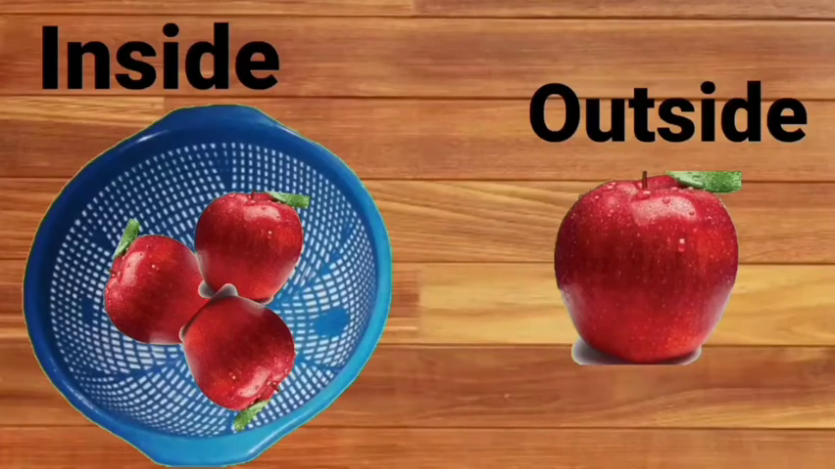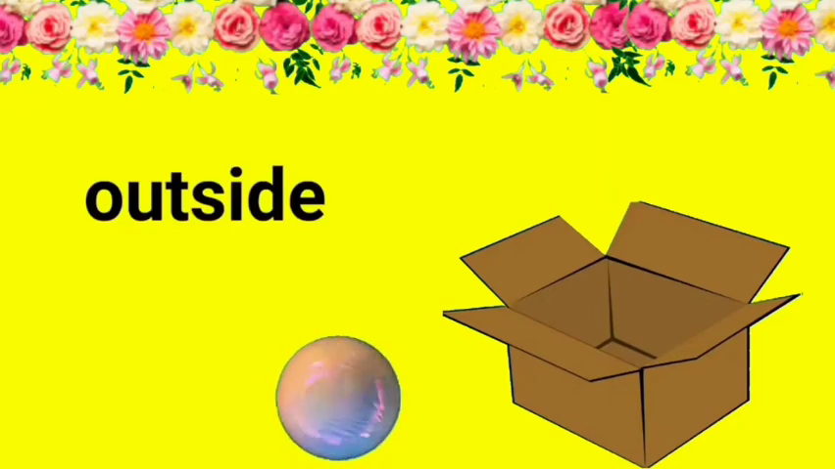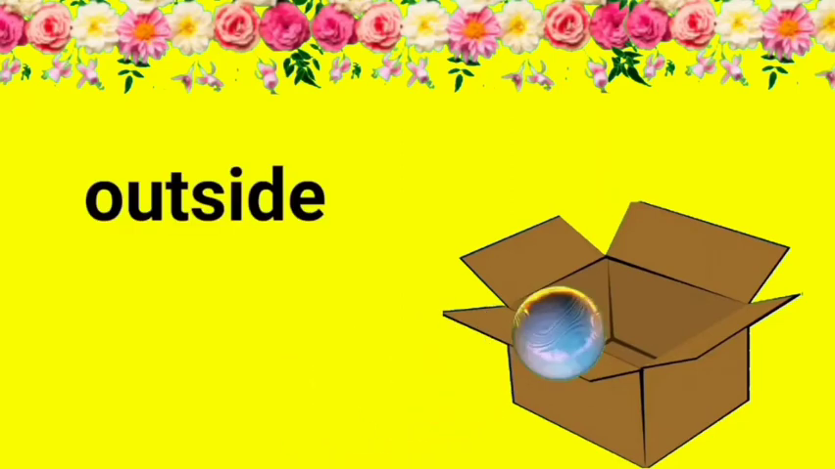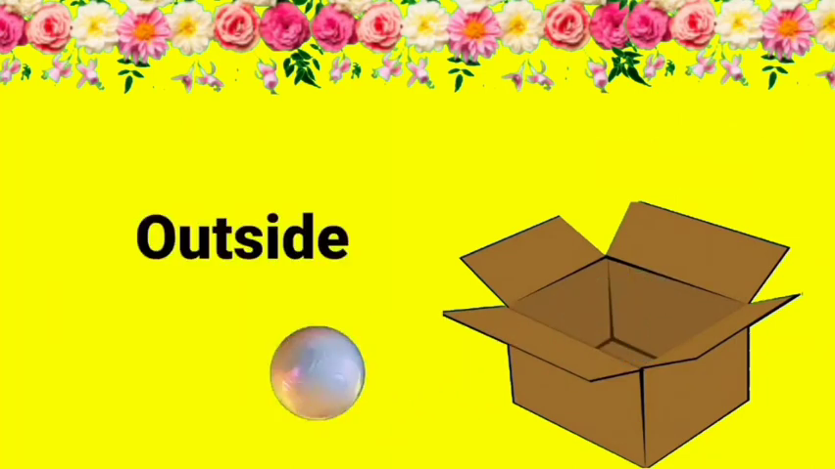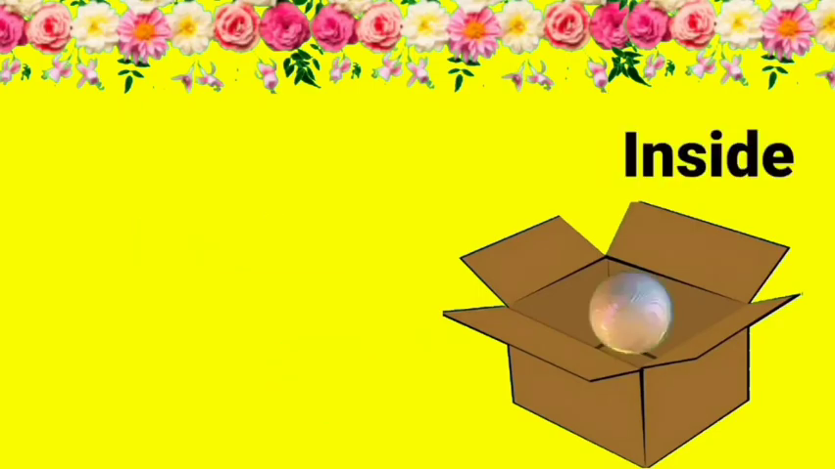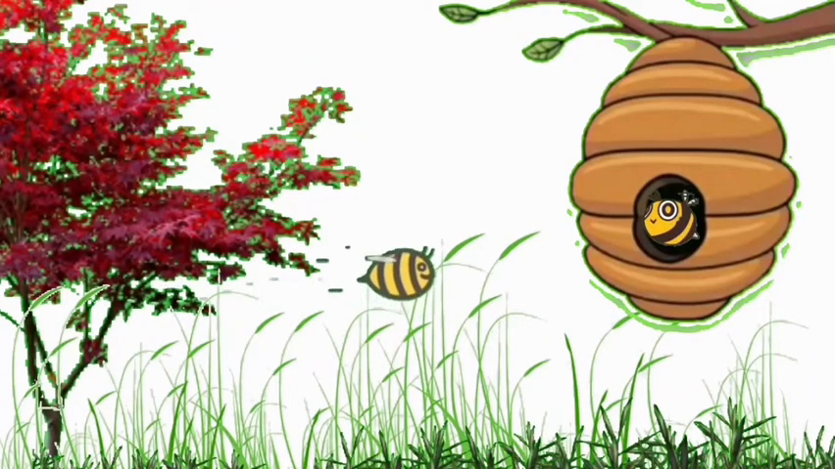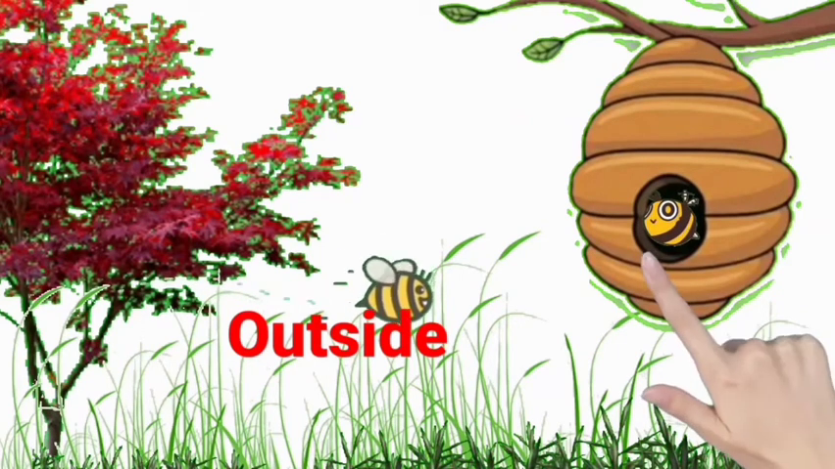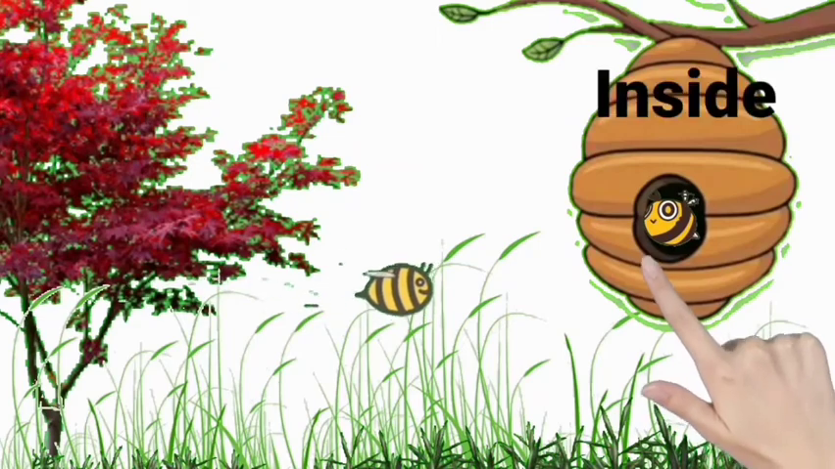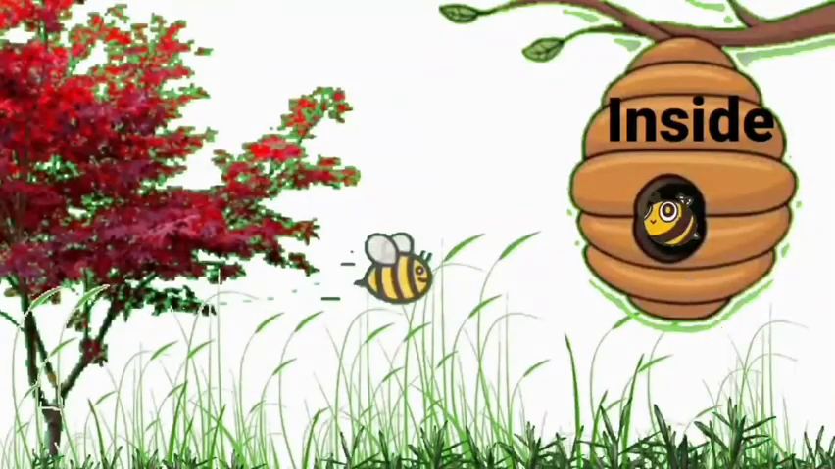Now let's see some examples of inside and outside. This is a ball. This ball is outside of the cardboard box. But now this ball is inside the cardboard box. Now outside, inside. We can see two bees in this picture. The flying bee is outside the honeycomb. But this bee is inside the honeycomb. Inside, outside.